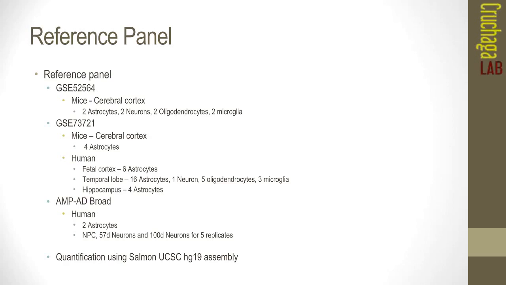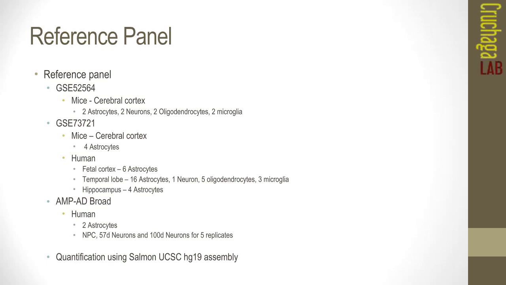Then we realized that we could also add iPSC-derived cells into this analysis. For example, from the AMPAD, Accelerating Medicines Partnership AD, the Broad Institute deposited in their portal 2 additional iPSC-derived astrocyte samples, as well as neural progenitor cell lines and iPSC-derived neurons that were ascertained at 57 days and 100 days old.